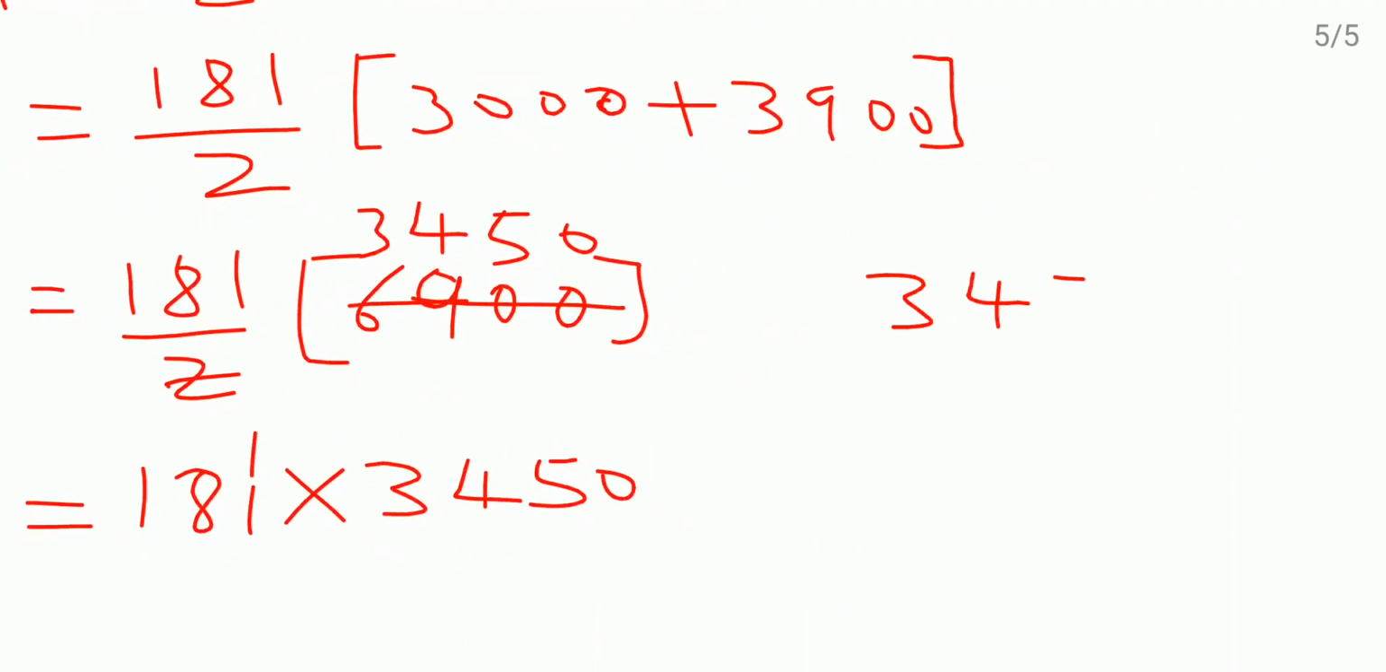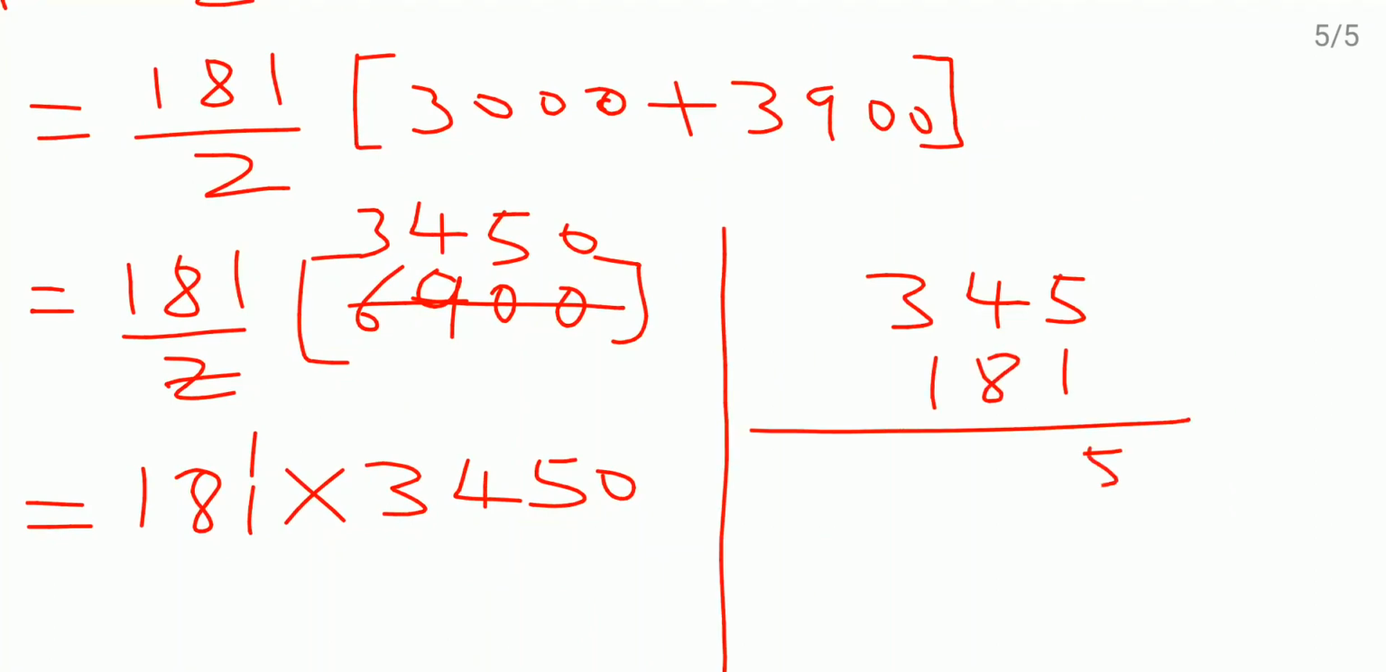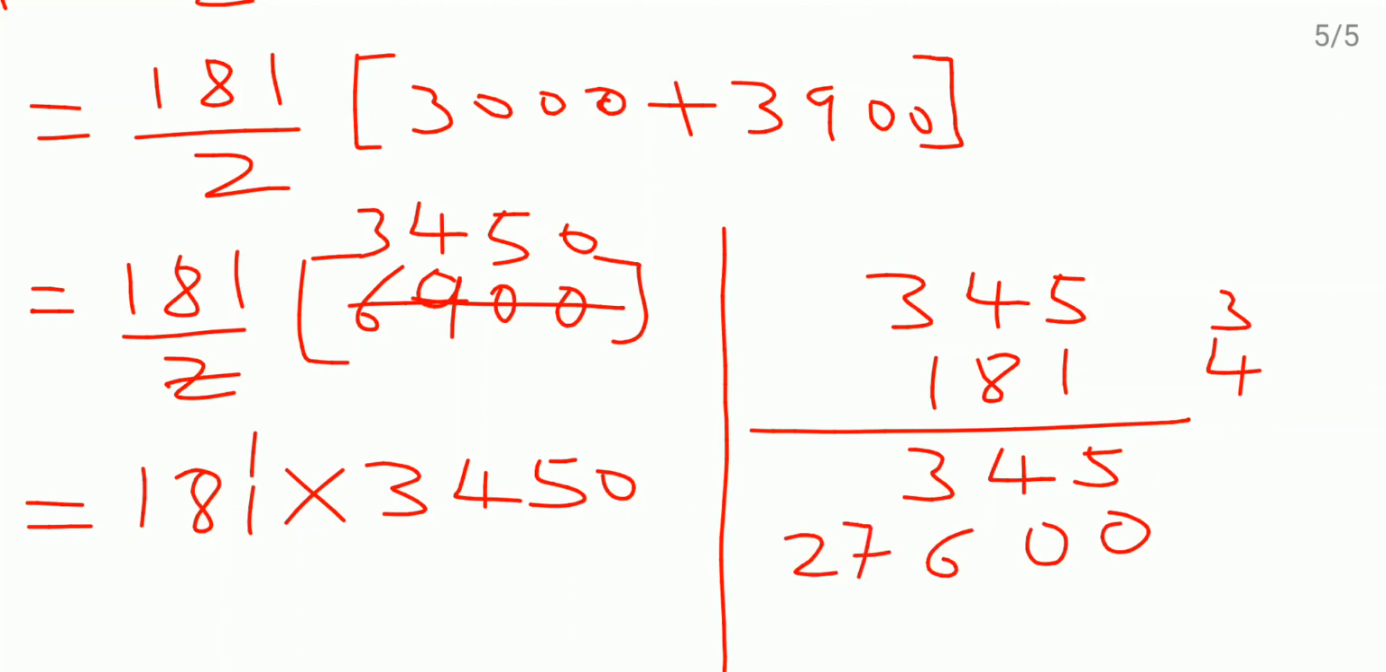3, 4, 5. I'll keep that 0 as it is for some time. 181. So 5 as it is, 4 as it is, 3 as it is, 0. 8 fives are 40, 4 carry, 8 fours are 32 and 4, 36. 3 carry, 8 threes are 24 and 3, 27. Right. Now same thing here, with 1 we are multiplying, 5, 4 and 3 as it is.